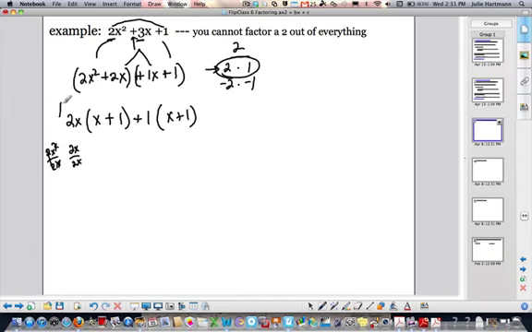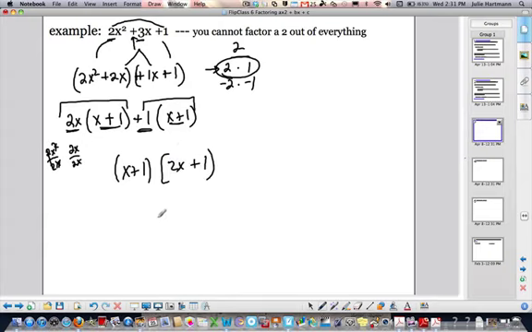Now, these are the two things we have. You have a common factor in there. That common factor is x plus 1. So we're going to take that out in front, and what's left over, 2x plus 1. So factored, we have x plus 1 times 2x plus 1.